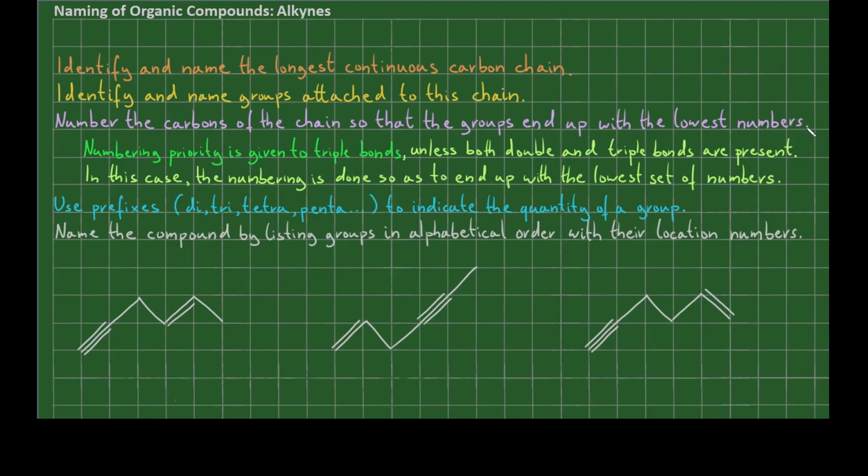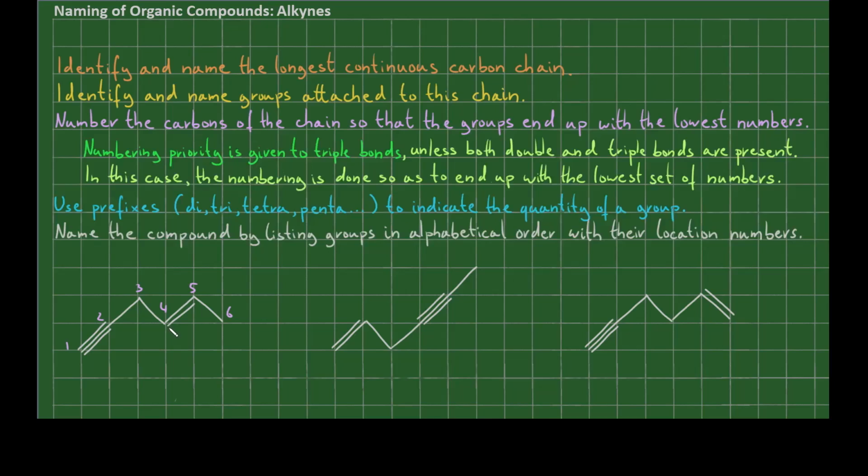In a way, this follows guideline number 3 in purple. We number the carbons of the chain so that the groups end up with the lowest numbers. We treat the triple and the double bond as a group. Let me number the compound on the left from left to right first. If I do this, my numbers will be 1 for the triple bond and 4 for the double bond.